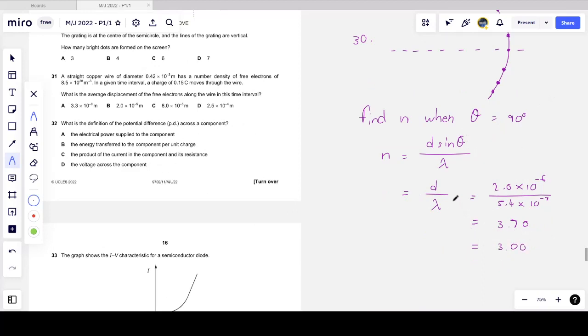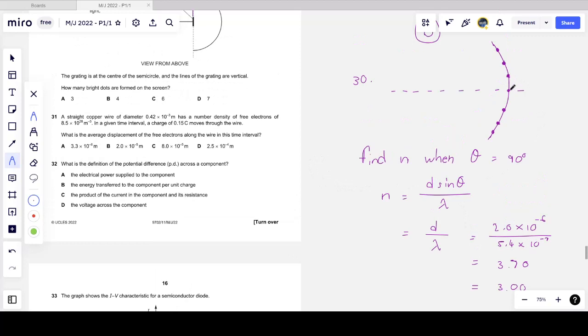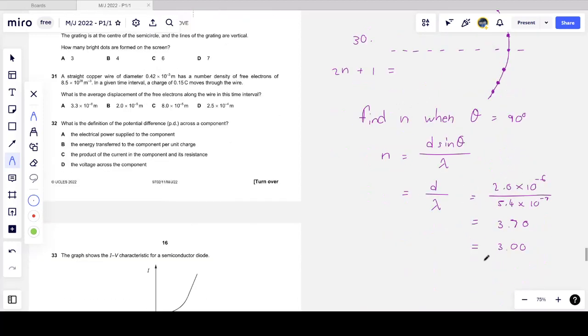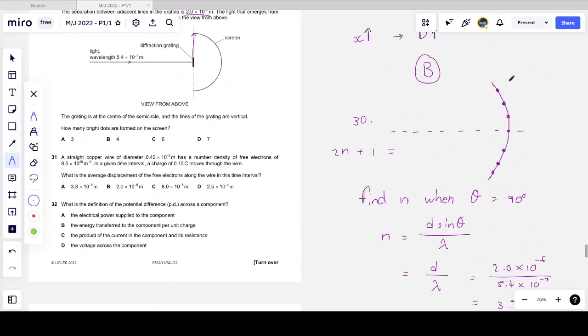And so what we need to do is also consider the dot at the center. And so 2n plus 1, since remember, this order is only going to be for the dots on one side of the grating. And so we have to multiply it by 2 to get the dots on the other side of the grating and add the 1 for the center. And so 2n plus 1 is 7, and that corresponds with option D.